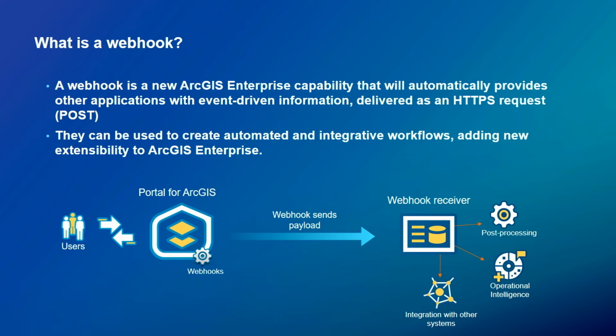So looking at this diagram, we have our users interacting with Portal. And so they're adding items, they're sharing items, they're creating groups. And let's say you create a webhook to subscribe to one of these events. And so a user shares an item, and that triggers the webhook. Once triggered, Portal will send out the payload to a webhook receiver that you've configured. And from there, the world's your oyster. You can use that to post-process. You can use it for operational intelligence, or you can integrate it with other systems and other workflows.